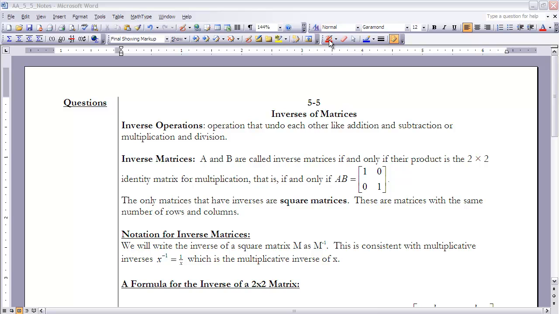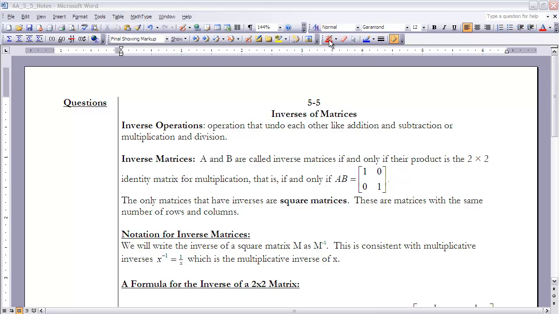Okay, these are the notes for section 5.5, inverses of matrices. If you haven't done so already, make sure that you read section 5.5 before going on with these notes. To begin with, let's look at a couple of definitions here.